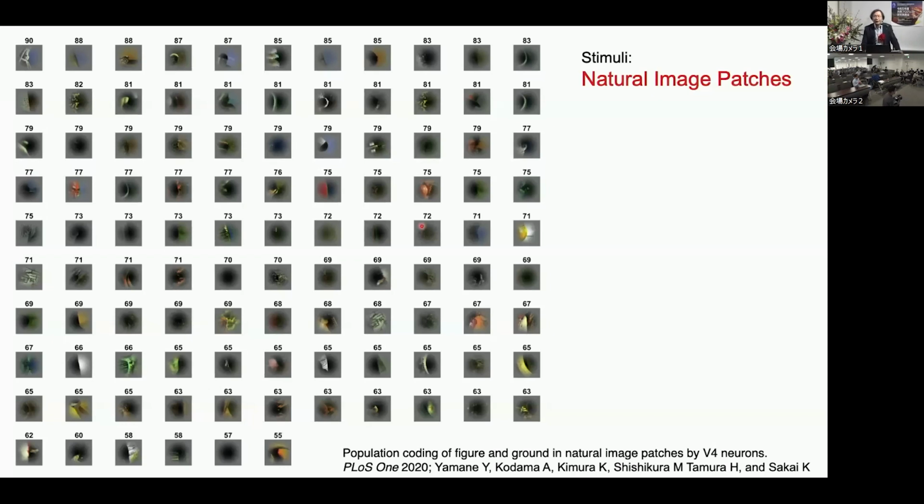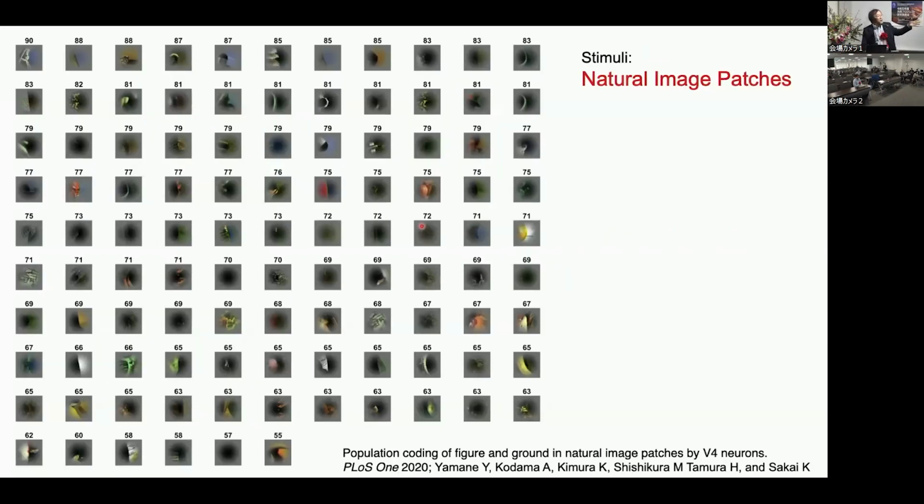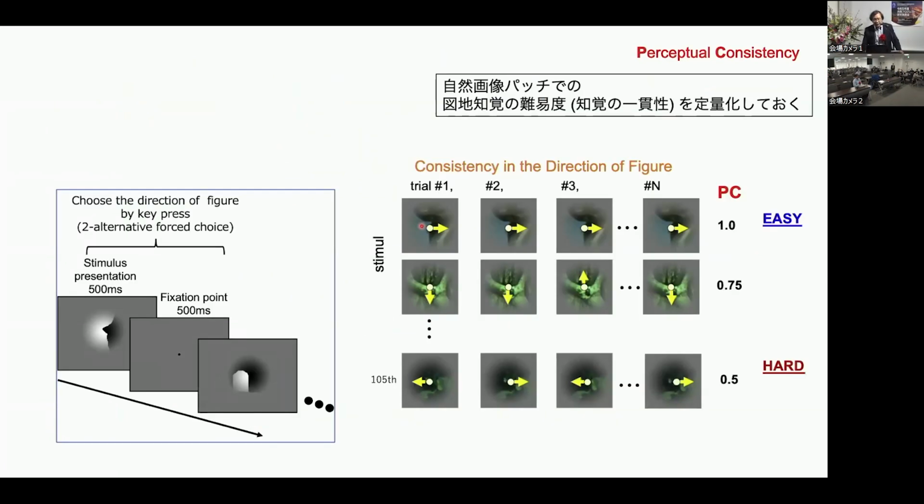So first thing we need to do is to get the ground truth for figure ground in these images. So to do that, we carry out the human psychophysics. So we show a bunch of these stimuli to human subject and ask them to judge where is the figure and where is the ground. And perhaps you have noticed that some of these are easy to segregate to figure and ground, but some are very difficult. So there should be some kind of a consistency.